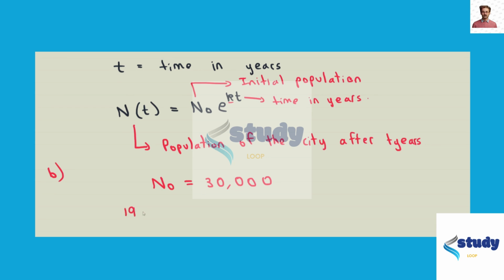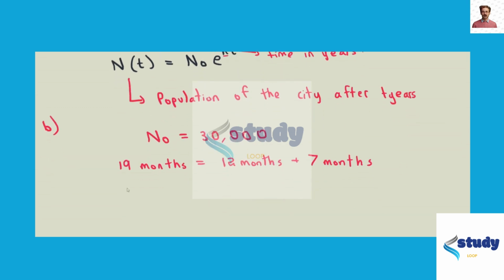So 19 months means how many years can we take? 12 months is a year, plus 7 more months. We can convert the number of months into years by simply dividing 19 by 12. When we take 19 by 12, we get 1.5833 years. So this is going to be our t.